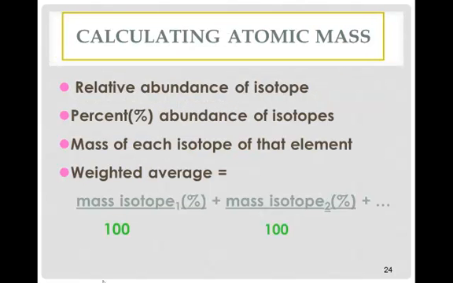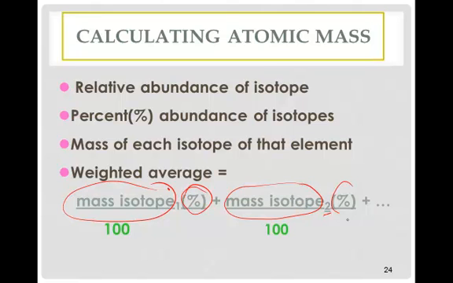So calculating atomic mass. First of all, if we have a sample size, we get the relative abundance of our isotope by counting all of the isotopes and putting the particular one we want on the top. Then we get our percent abundance by multiplying that value by 100. Then we calculate the mass of the isotope times our percent abundance, and we do the same thing for the next isotope, the mass of isotope 2 times its percent abundance, and so on for however many isotopes you have. We divide that by 100 to get rid of the percent, add them all up, and that gives us our weighted average.